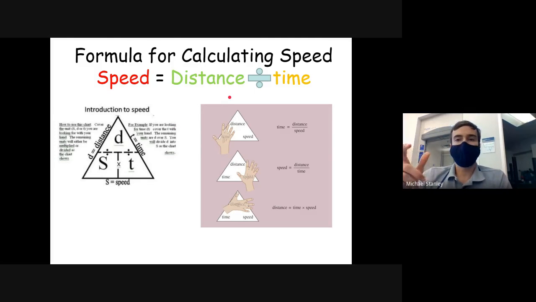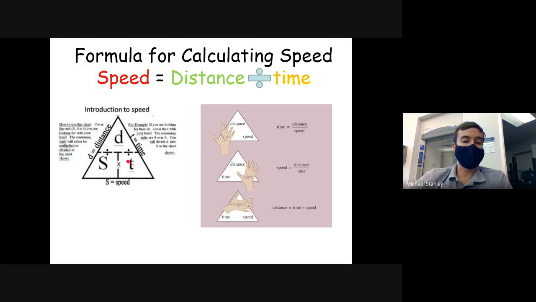So if the two different measurements are at different heights, like one is above and one is below, then you use division. If they're at the same level, then you use multiplication. So that's what the little thing is showing right here: if you're doing D and S or D and T, you're going to use division.